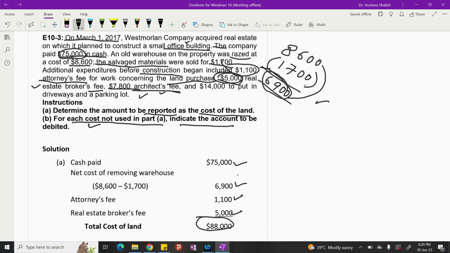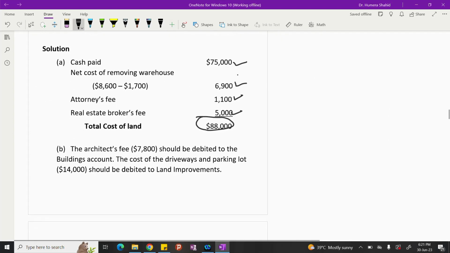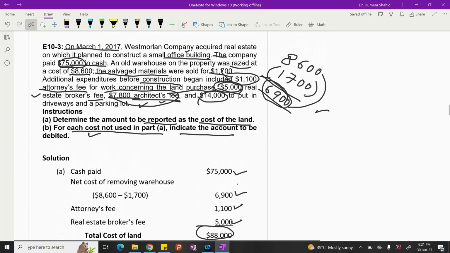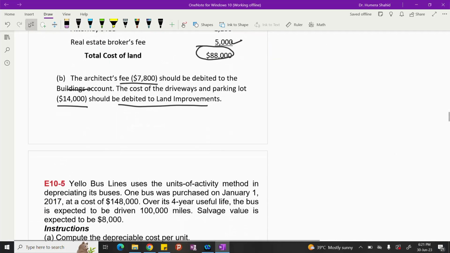Now, two costs which we did not add before: the architect fee, this is building, and this $14,000, this is driveways and parking lots. So let's identify the architect fee. This one, $7,800, should be debited to the building account, and the driveways and parking lots should be debited to land improvement. So this is it about question number 10-3.